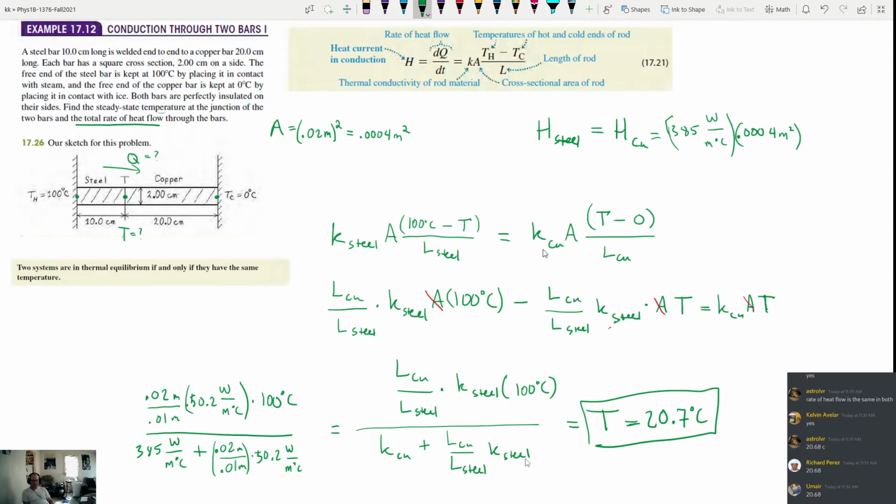Okay. So we're doing K copper times area. We need to multiply by the final temperature that we calculated, which is 20.7, minus 0. And then divide this by the length of the copper, which was 0.02, or just 0.2, right? 0.2 meters. Oh, that must have been really confusing. It doesn't change the answer, but all of these, I did this wrong. I thought it was 2 centimeters. This should have been 0.2, 0.1, and then 0.2 and 0.1. I apologize for that.